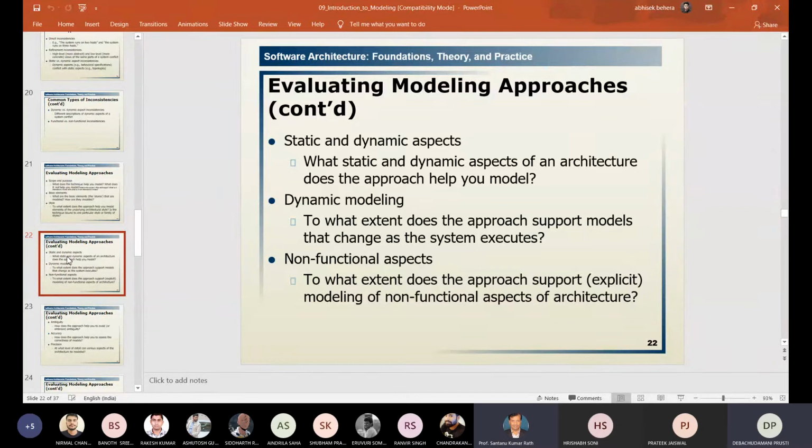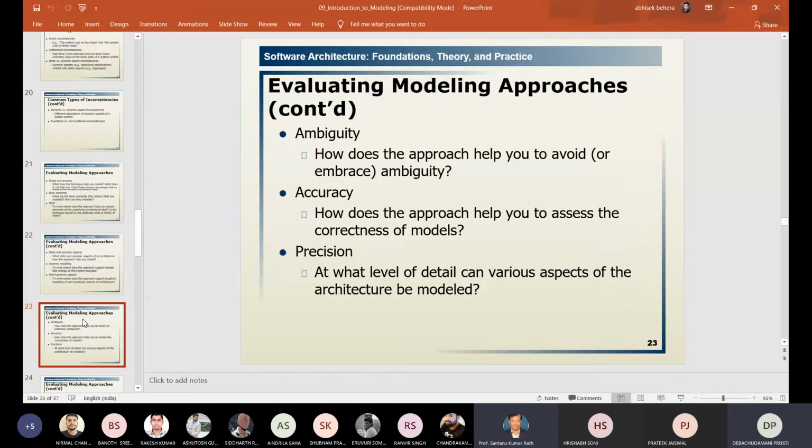Now, the next one is the ambiguity. How does the approach help you to avoid ambiguity? Because if some ambiguous parameter is associated during the modeling, how do you avoid it? What approach do you have to follow if any ambiguity occurs during the modeling?